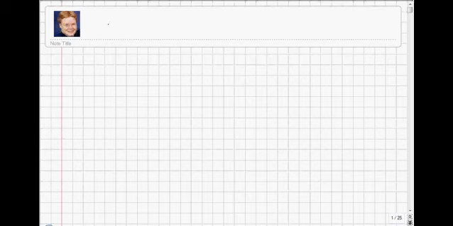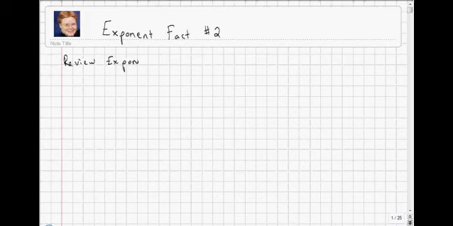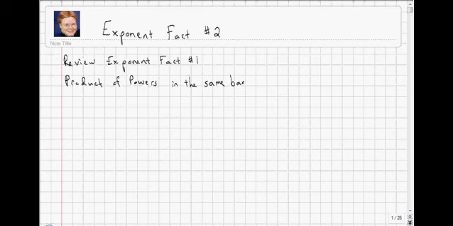Hello folks, we are going to look now at the second exponent fact. First, let's review exponent fact number 1, where we have a product of powers in the same base.